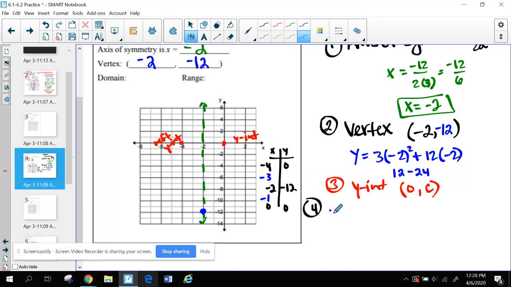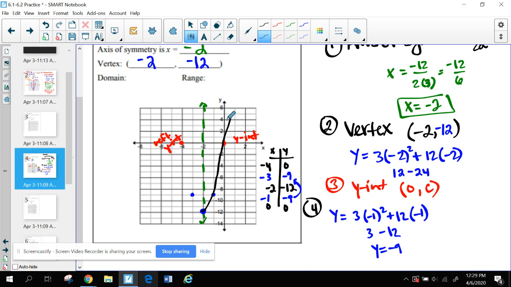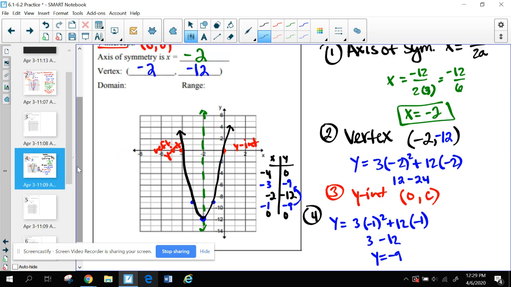If we want to find out what y is going to be for negative 1, I'm going to end up doing 3 times negative 1 squared plus 12 times negative 1. Negative 1 squared is 1. 1 times 3 is 3. 12 times negative 1 is negative 12. This gives me negative 9, which means this also has to be negative 9. So we end up getting negative 1, negative 9, and negative 3, negative 9. Then we can connect those to make our parabola. That gives us enough points to make our parabola.